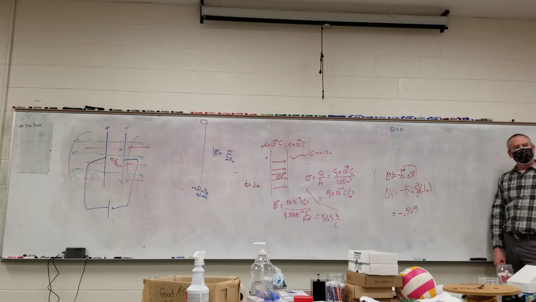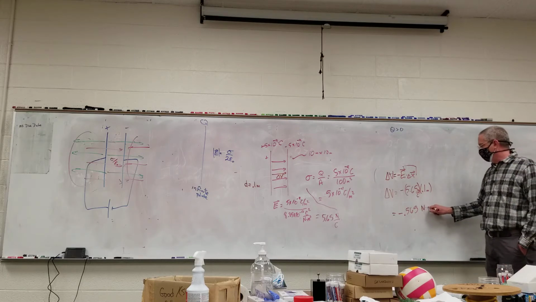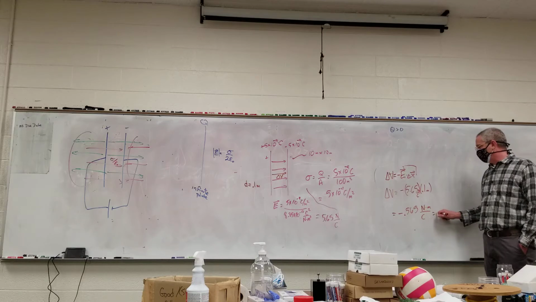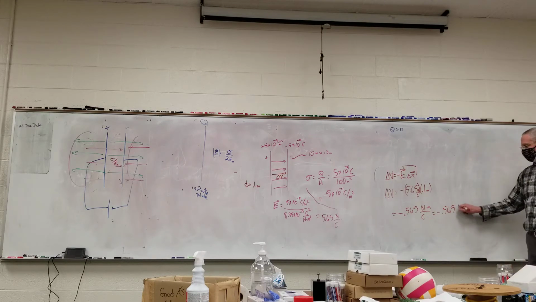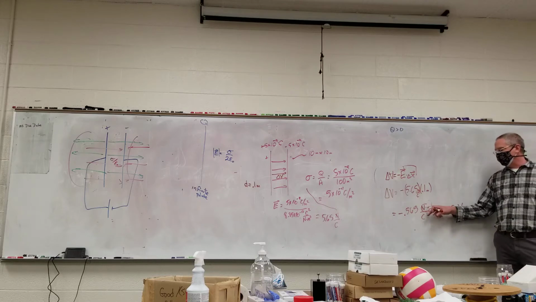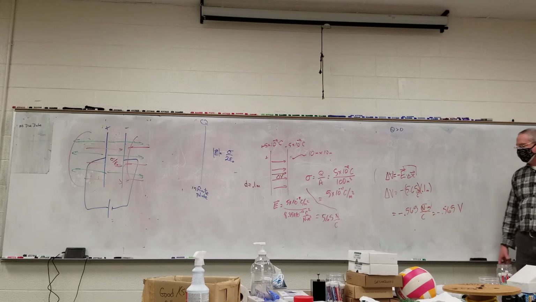Units: newtons times meters over coulombs. Which is negative 0.565 what? Volts. Newton meter is also a joule, so it's joules per coulomb, which is also a volt.